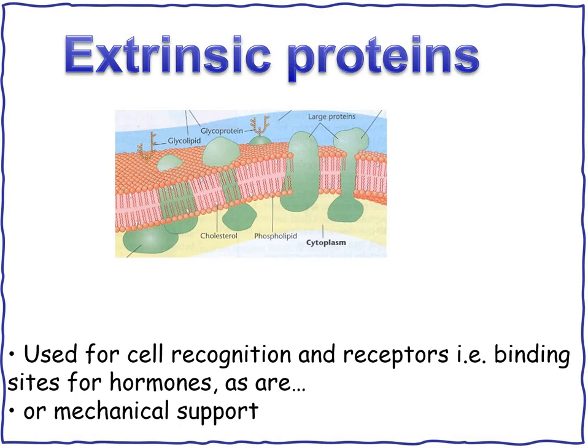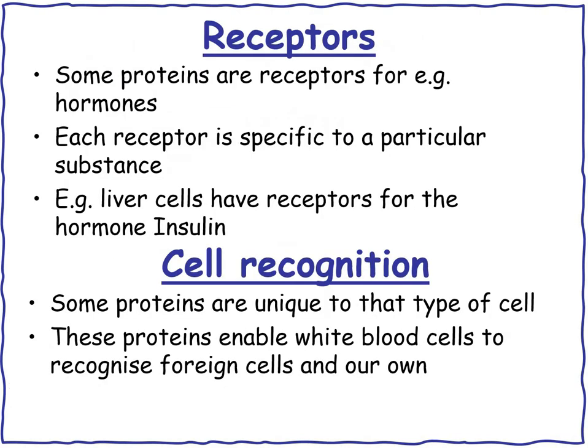So extrinsic proteins are ones found on the outside, like here, and they are used for cell recognition and also as receptors. So they can be binding sites for hormones or mechanical support. Some proteins are receptors, for example, for hormones. Each receptor is specific to a particular substance. For instance, liver cells have receptors for the hormone insulin. Then you've got cell recognition. Some proteins are unique to that type of cell, and these proteins enable white blood cells to recognise foreign cells and our own.